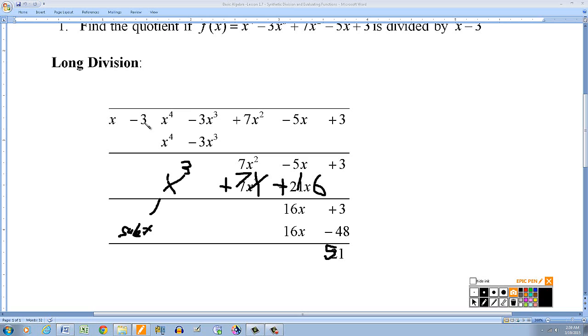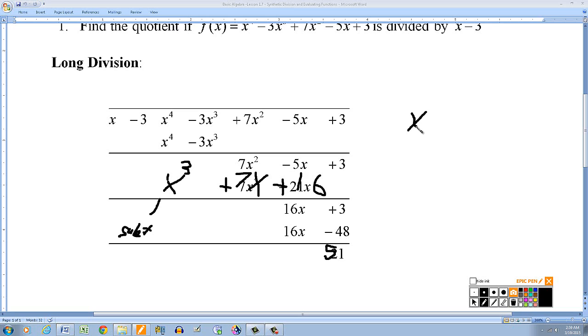Now, we're going to do the same problem using synthetic division. Now with the synthetic division, we simply use the coefficients of the dividend. So in this case, this would be a 1, a minus 3, a 7, a minus 5, and a 3. Okay? And then synthetic division basically works best when you're dividing by a binomial. And it has to be first degree binomial.